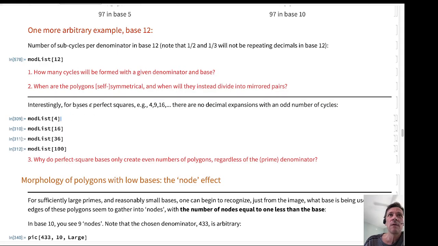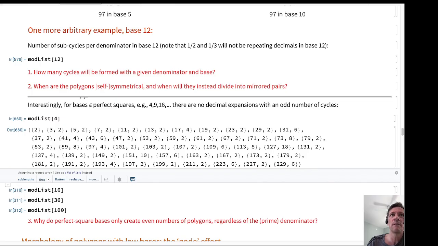Interestingly, when the base is a perfect square, then there won't be any decimal expansions with an odd number of cycles. To put it a different way, there will always be an even number of polygons formed. You're never going to get a single polygon. Okay? So 1/3 in base 4 forms 2 polygons. 1/5 in base 4 forms 2. But if you just always look at the second argument in each of these pairs, it's going to be an even number. Okay, this is true for all perfect squares.